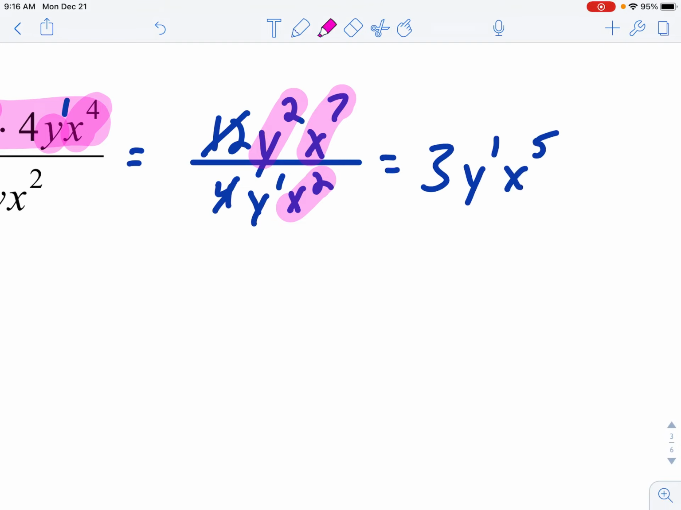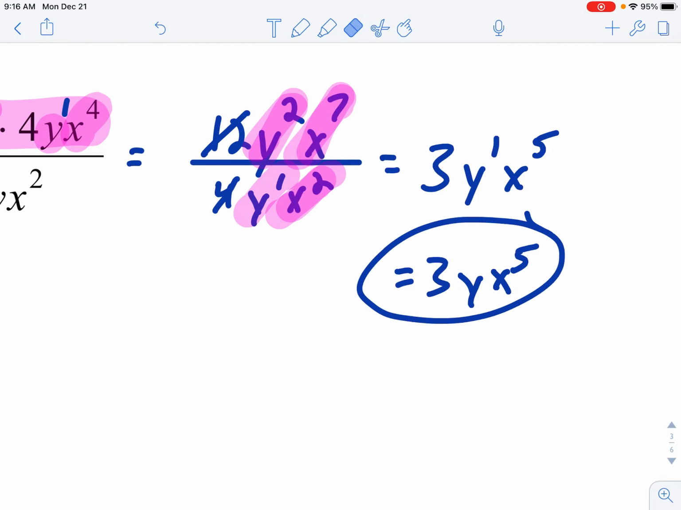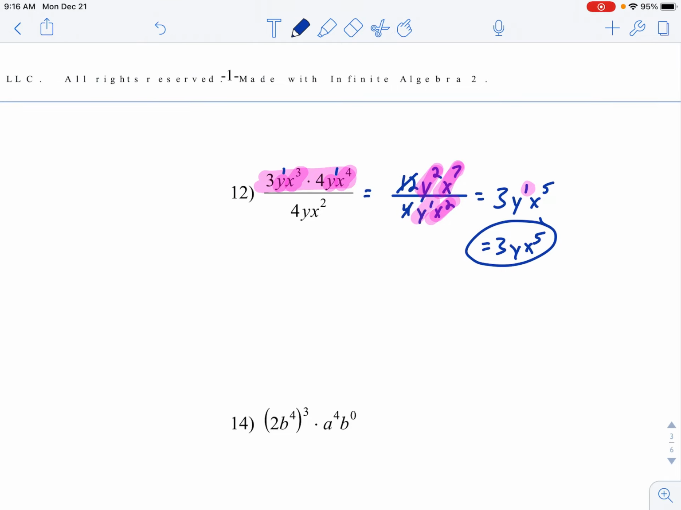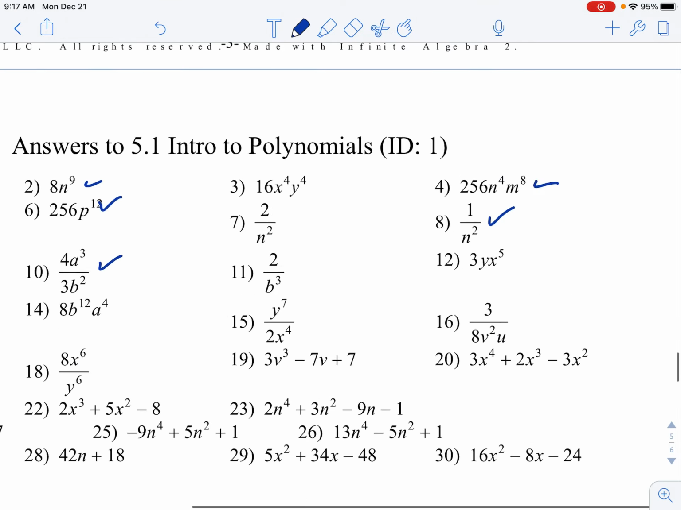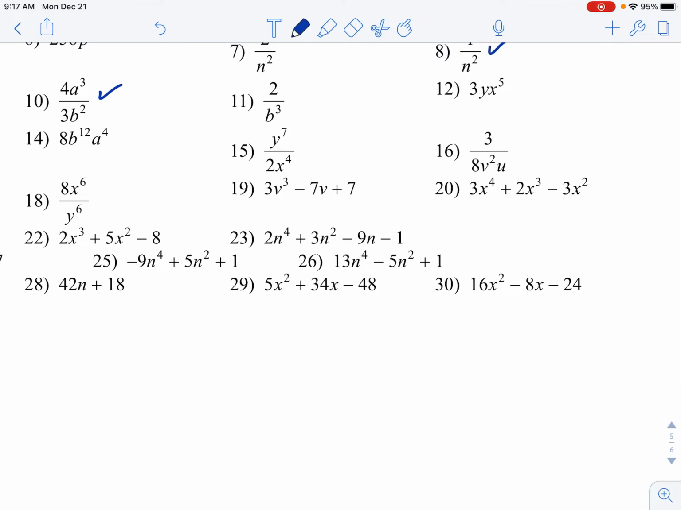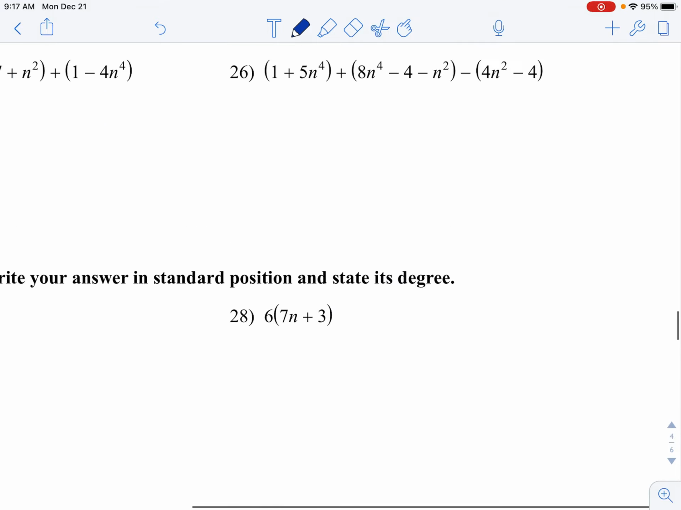Now, everything that was in the bottom of this fraction did divide out, so there's nothing left there. You could put it over 1, but you don't really need to. You just call that your answer, or the answer key will probably say 3y x to the 5th, because when there's a first power, typically you don't write that down. You just drop a first power. So let me check number 12. And yeah, there we go.